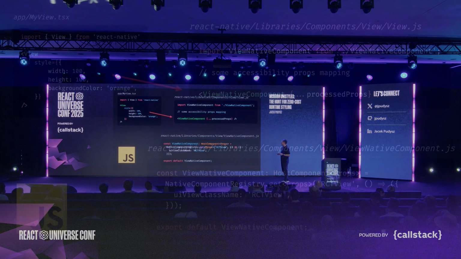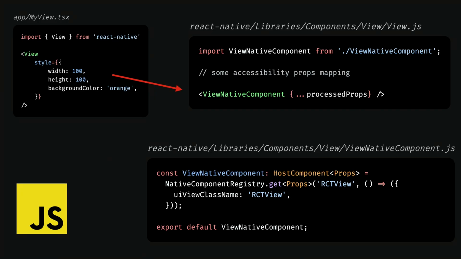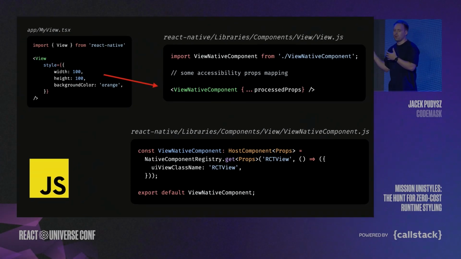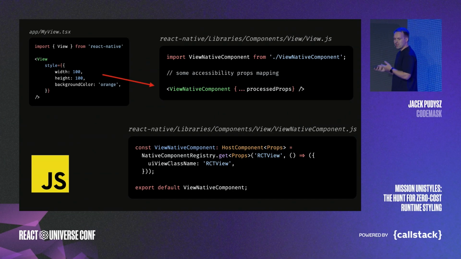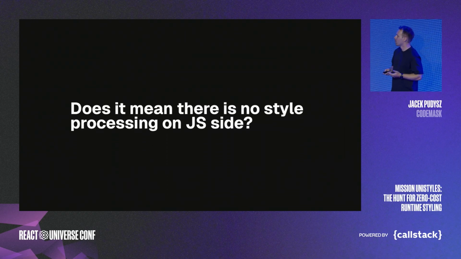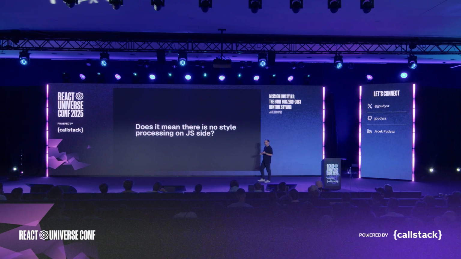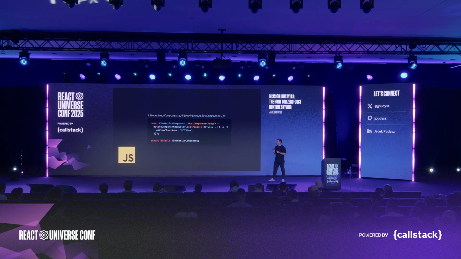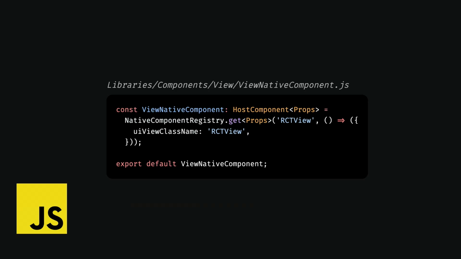Inside the ViewNativeComponent, this is another React Native file, we can find something similar. Do you know what it is? This is CodeGen. So React Native generates views from CodeGen. But again, there is nothing about styles here. Does it mean there is no style processing on the JS side? What do you think? I can see nothing, so maybe that's true. Let's go back and let's focus on the native component registry. As you can see, we have here one function call, so maybe it's there inside.